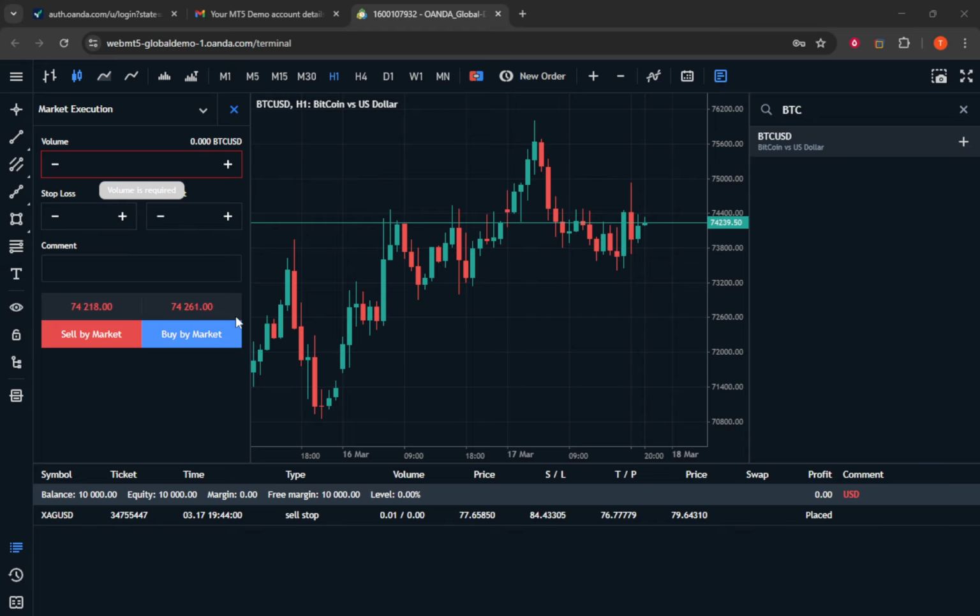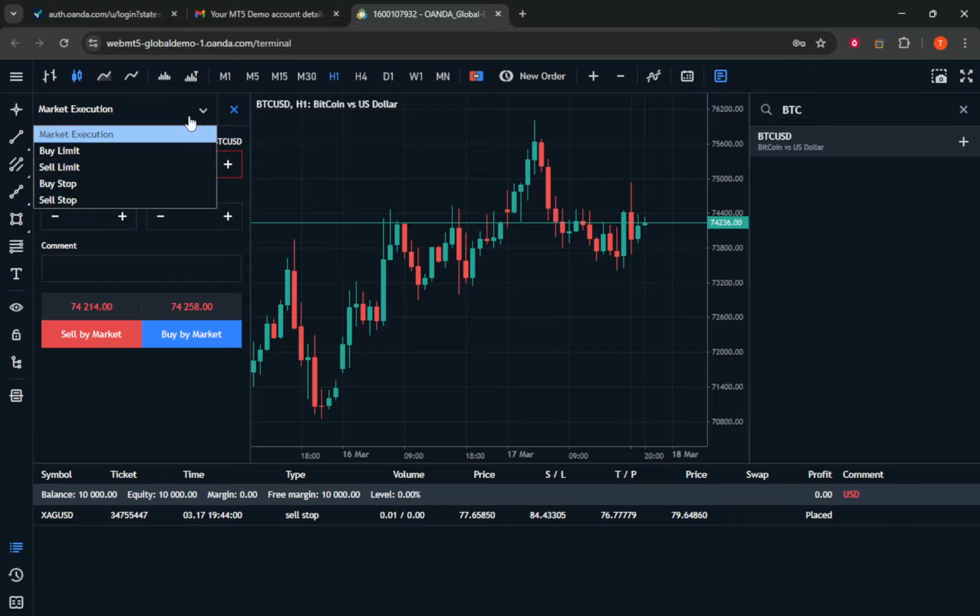With CFDs, you don't own actual Bitcoin. You're simply speculating on price movements, very similar to how you might trade a currency pair. This setup lets you go long if you expect the price to rise, or go short if you expect it to fall. The second method is spot crypto, where you actually own Bitcoin, but this requires activating a separate crypto account. In this walkthrough, we'll use the CFD method because it's the quickest and most straightforward for most users.